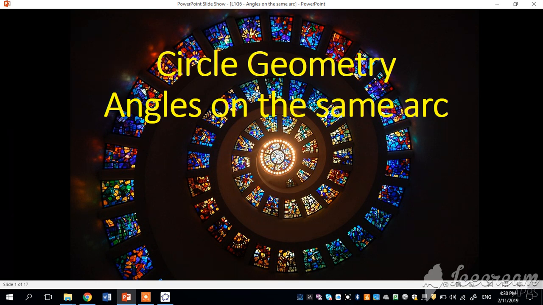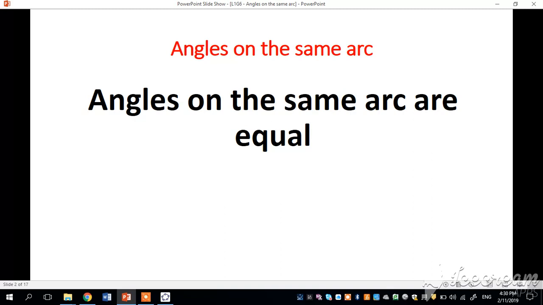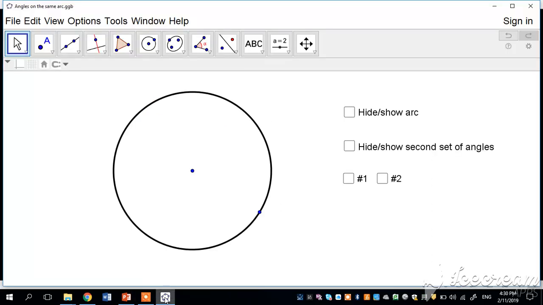In this video, we're going to talk about a rule where angles are on the same arc. You need to know that angles on the same arc are equal. Let's explain what we mean by this same arc and what we mean by them being equal.